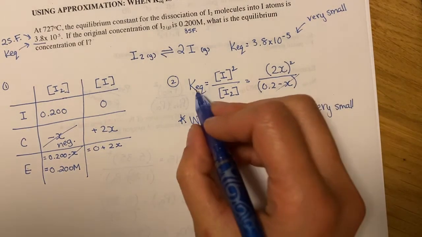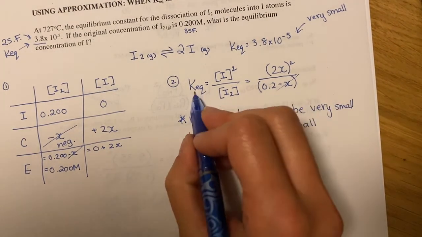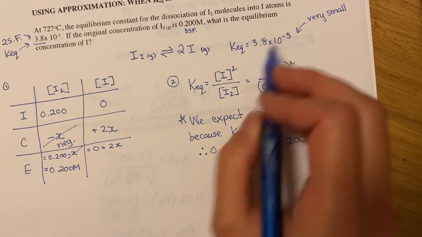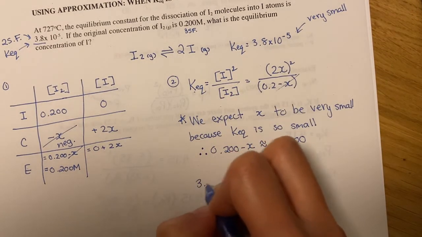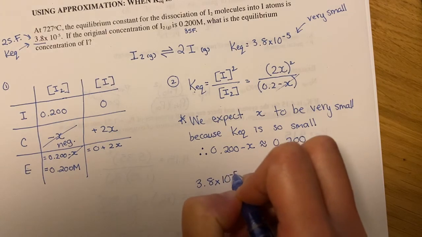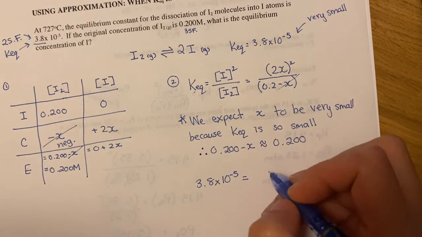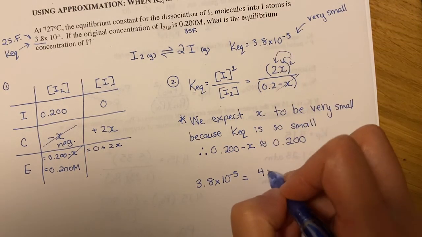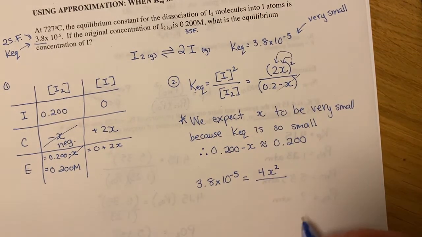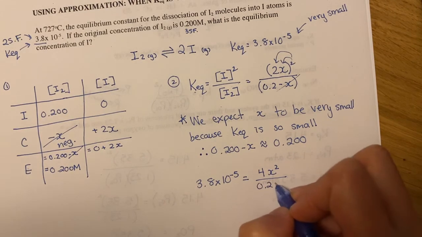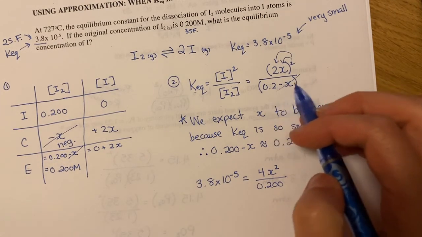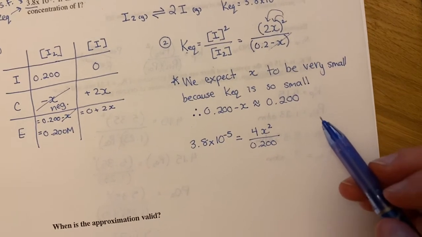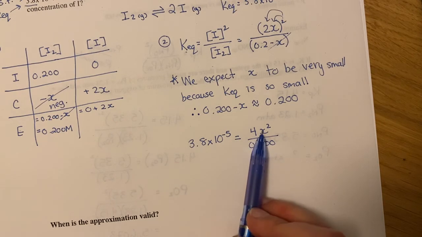What that means is we can take our equilibrium expression. So we're going to sub in this 3.8 times 10 to the negative 5 for KEQ. So 3.8 times 10 to the negative 5 is equal to, we can put that squared in, so we're going to get 4x squared divided by 0.200. So I'm getting rid of that minus x there because of the approximation that we get to do. Now it's easy to solve for what this x is.